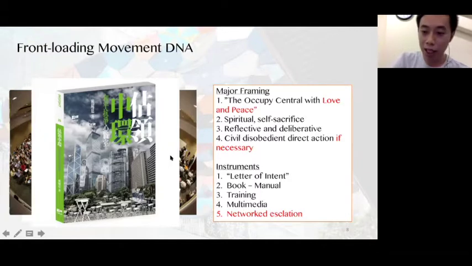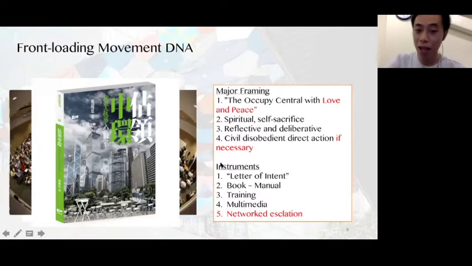The Occupy Central Movement was launched in March 2013, and this book is published within 6 months. So you can see in this book, it talks a lot about the principles of civil disobedience, the spirit of civil disobedience, and the causes of civil disobedience. So it's very transparent, and it gives a sense, again, for the general public that this is well-planned, this is not chaos.